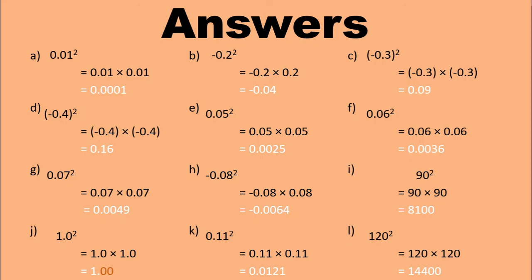Notice with question J, I tried to fool you there by putting 1.0 squared, and you might have written that as 1 over 1, or you might have just simplified and said that was 1 squared, which of course simplifies to be 1. Those zeros after the decimal point are in red because they're not necessary. They're trailing zeros after a decimal point with no value.